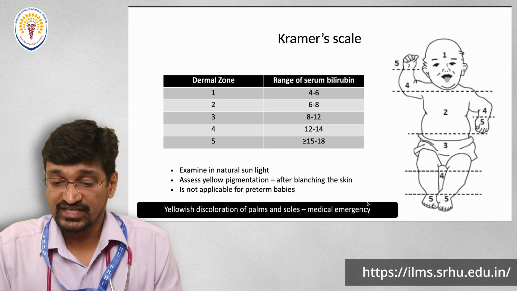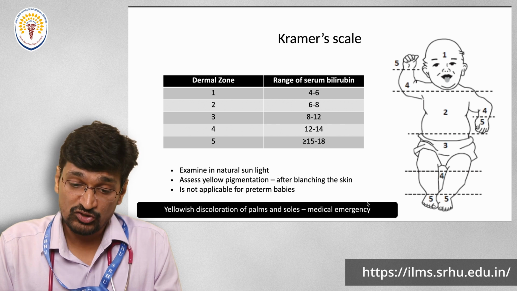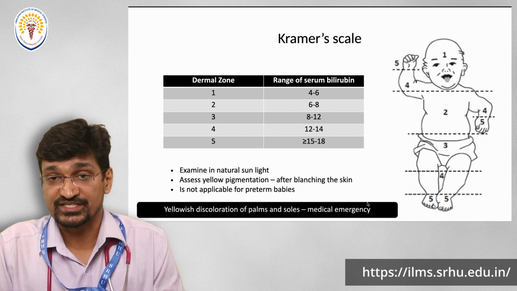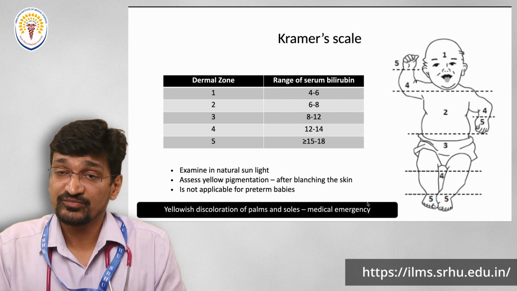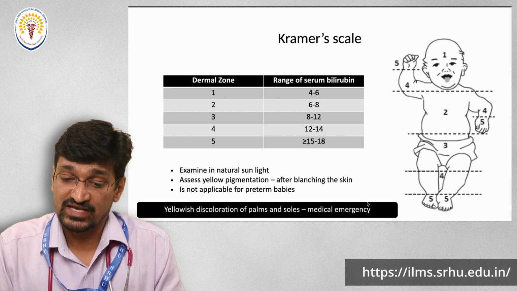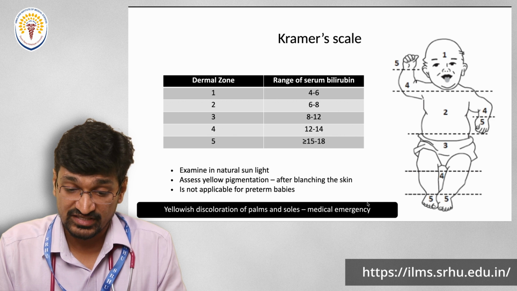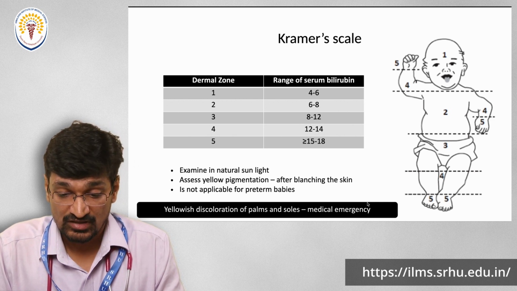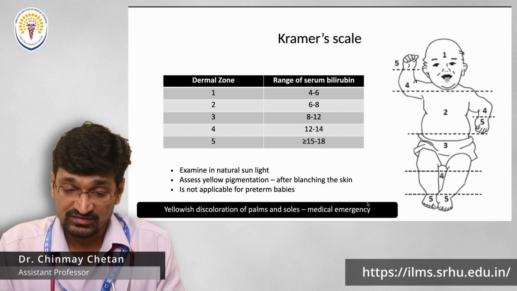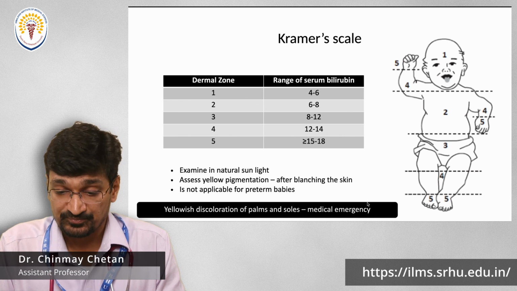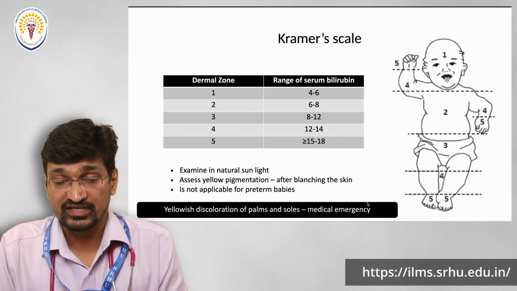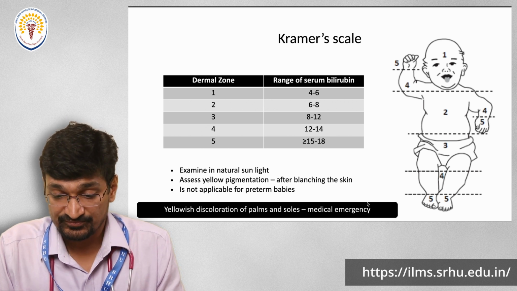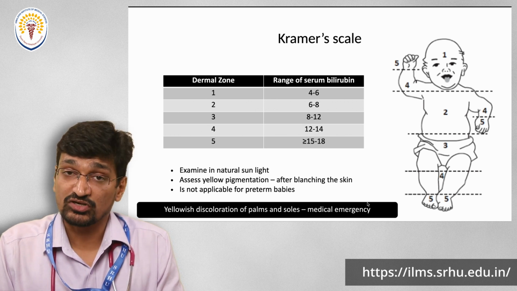The concept of Kramer's scale is that dermal staining of the bilirubin progresses in cephalocaudal progression. In this method, in natural light, the color of skin is assessed after blanching, that is by pressing the skin with our thumb. The lower the skin, that is more caudal, where icterus can be appreciated, that is yellowish discoloration can be appreciated, the higher the expected serum bilirubin level will be. This table gives the approximate bilirubin level.